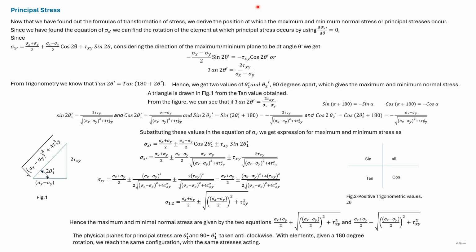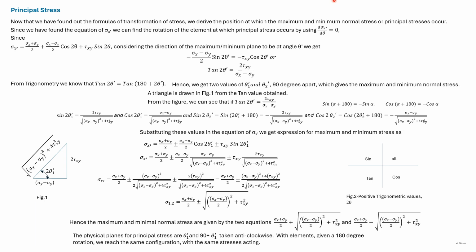Now if tau xy is negative, then sine 2 theta dash 1 is negative and cos 2 theta dash 1 is positive, which means the plane of maximum principal stress will be in the fourth quadrant. Now sine 2 theta dash 2 is positive and cos 2 theta dash 2 is negative. That means the plane of minimum principal stress is in the second quadrant.